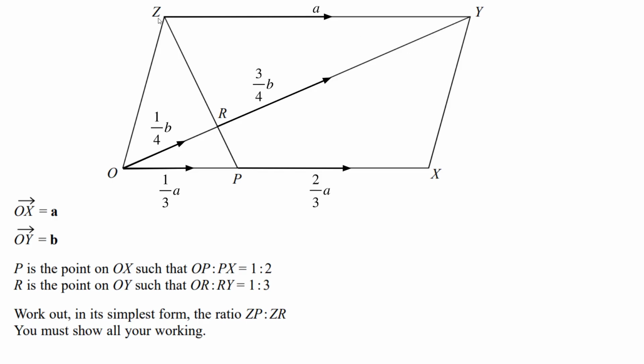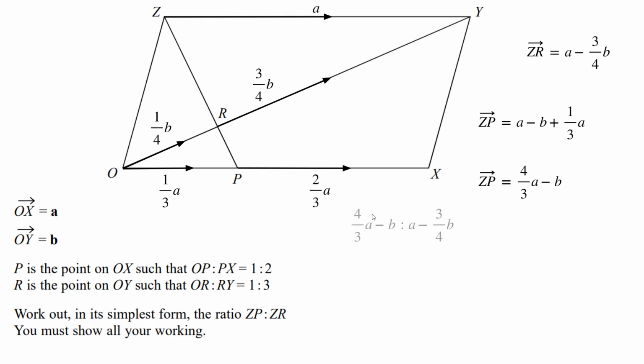So from Z to P, we can go A minus B plus a third A. I've gone for Z to R first. So A minus 3/4 B. And then Z to P is A minus B plus a third A. Then just put this in a ratio. I've simplified that first, then put it in a ratio, and then just simplify normally.